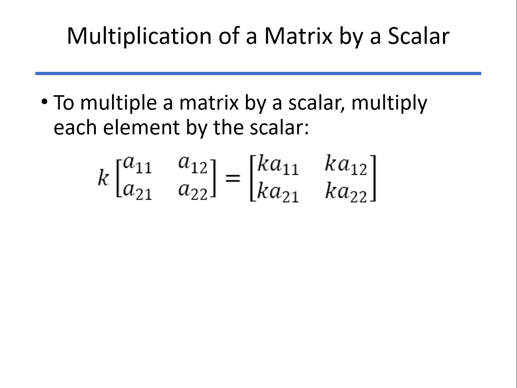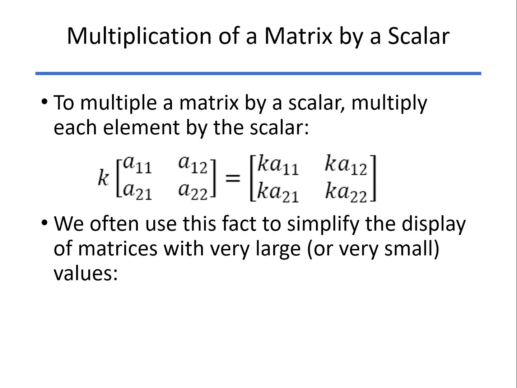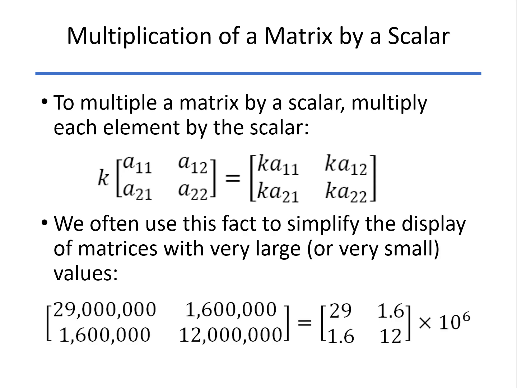Now what we find sometimes is that it's useful to use this property when we're reporting a matrix that has very large or very small numbers. So in this case, this is obviously a mechanics of materials kind of thing where you see a matrix that involves things in the millions. So it's a shorthand way of writing this. If we show each one of those values multiplied by 10 to the 6th, then again, that matrix multiplication applies there, and so each one of the values is going to be multiplied by 1,000,000.